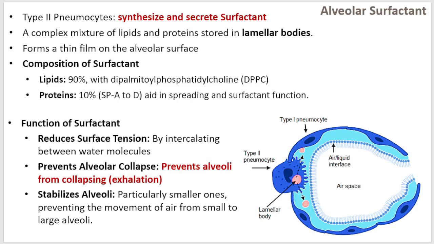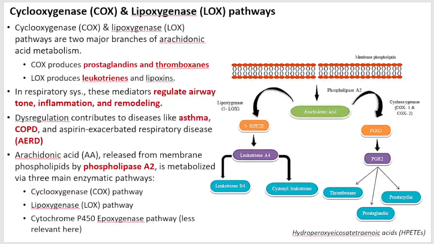Surfactant is composed of 90% lipids, mainly DPPC, and 10% proteins, including surfactant proteins called SP-A to D, which help spread and stabilize the surfactant. Its primary role is to reduce surface tension by intercalating between water molecules, preventing alveolar collapse during exhalation. This is especially vital for smaller alveoli, which are more prone to collapse. Without surfactants, breathing would require much more effort and gas exchange would be compromised. It's a microscopic shield that makes every breath possible.